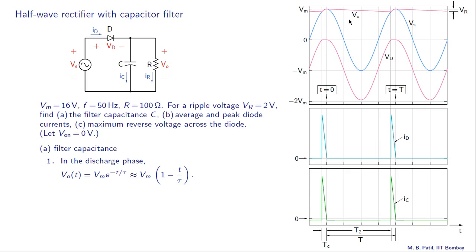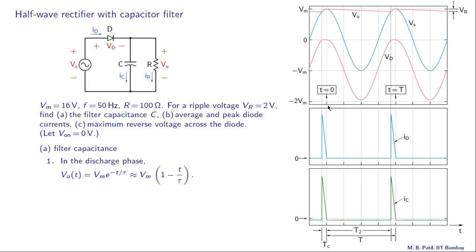Now that discharging process, corresponding to this RC circuit with the diode off, is described by this equation: Vo of t is Vm e raised to minus t by tau. Now tau normally is selected for a small ripple, and that happens if the time constant RC is much larger than 1 period. If that is the situation, t by tau is much less than 1, and then Vm e raised to minus t by tau can be approximated as Vm times 1 minus t by tau.